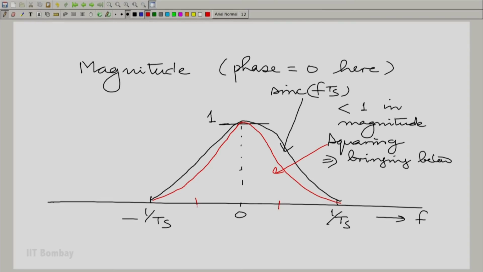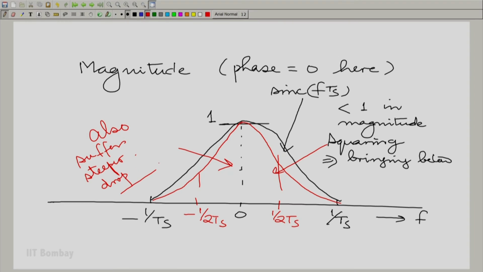What is the bad part? The bad part is that, now look at this, the region between minus 1 by 2Ts and 1 by 2Ts also suffers a steeper drop. Unfortunately the equalization that I need to do needs to be a little steeper now. So, you have gained that you have lost some of the aliases a little more strongly, but you lose because your equalization has to be steeper. There is less flatness in the original signal band. The original signal band has got more severely distorted.